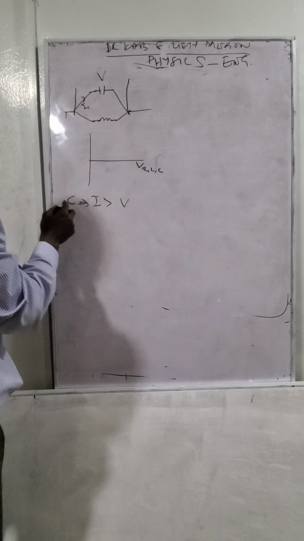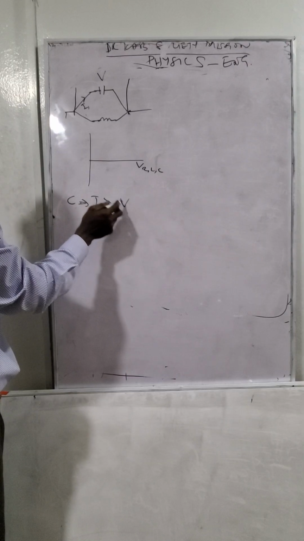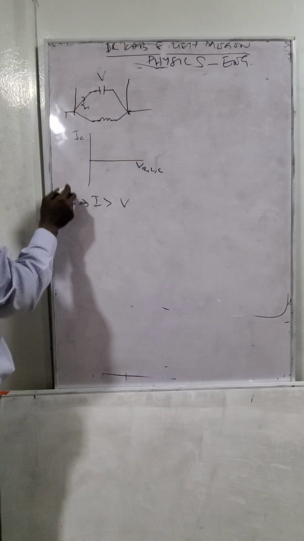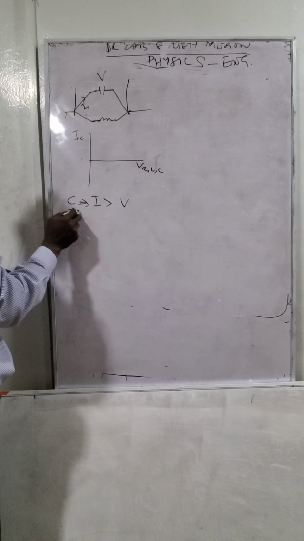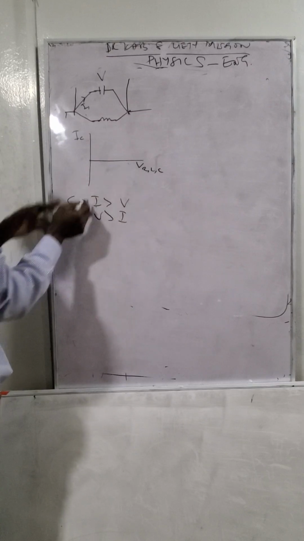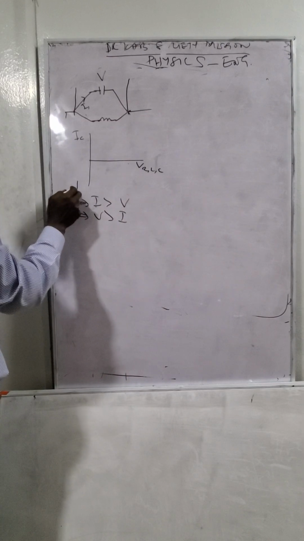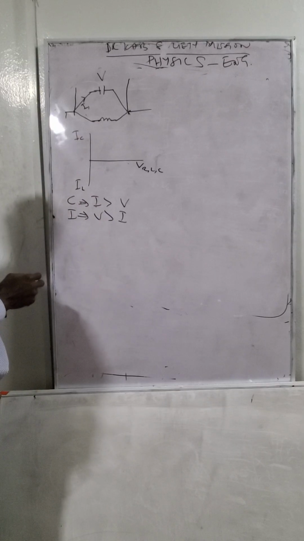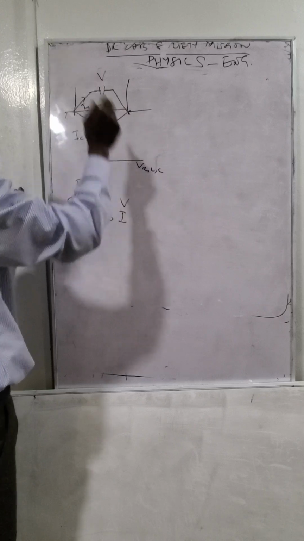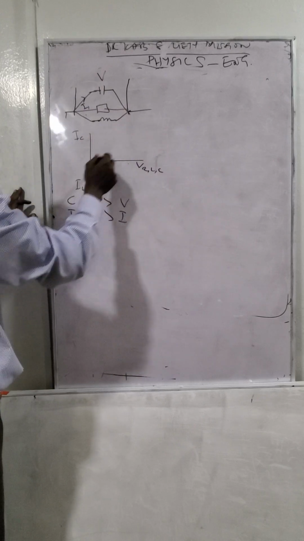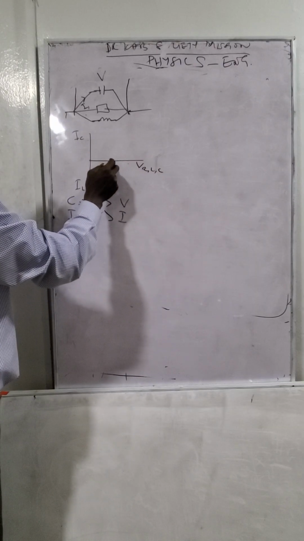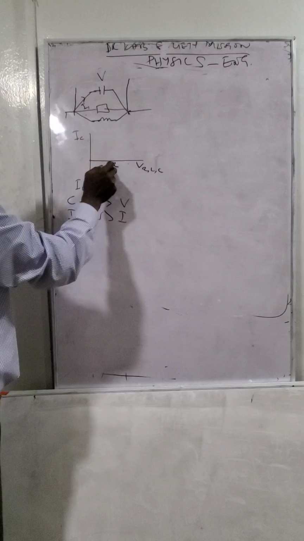So let's see where the current is. For the capacitor, current leads voltage, so I for the capacitor is over here. Then for the inductor, voltage leads current, so the inductor current is over here. If there's a resistor, it's always in phase with the current, so that will be your resistance here.